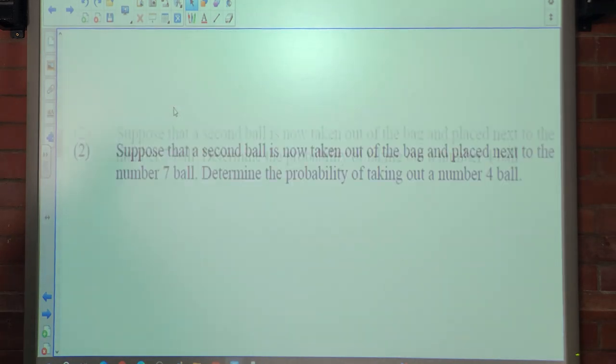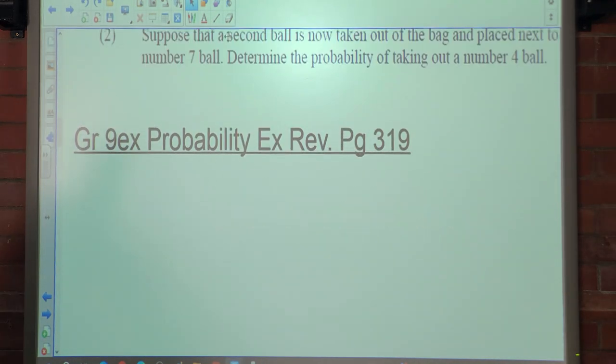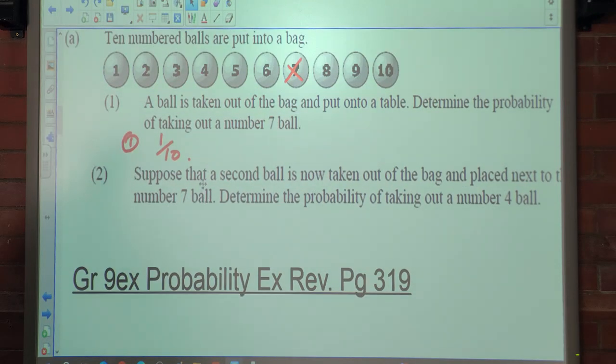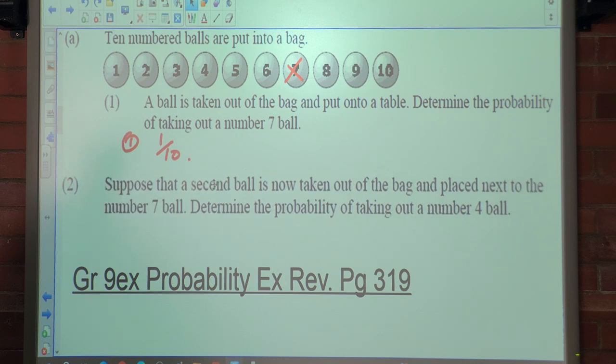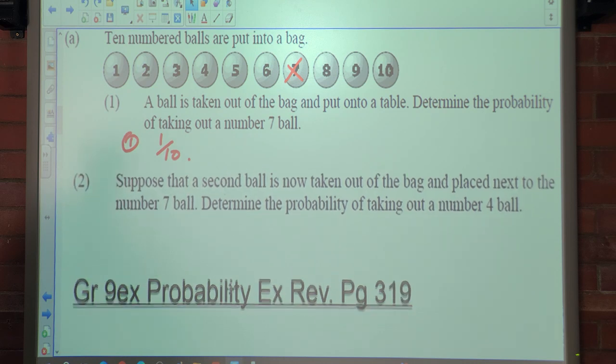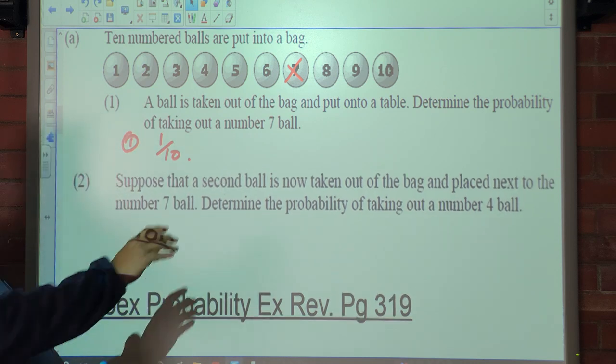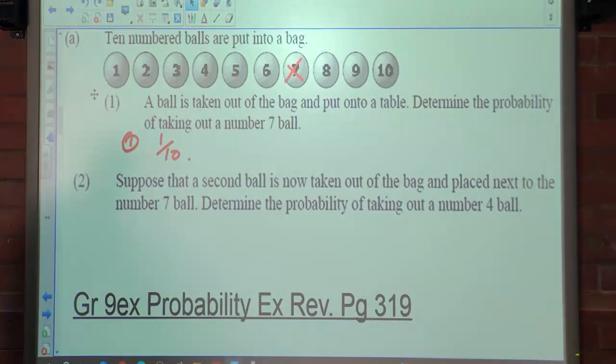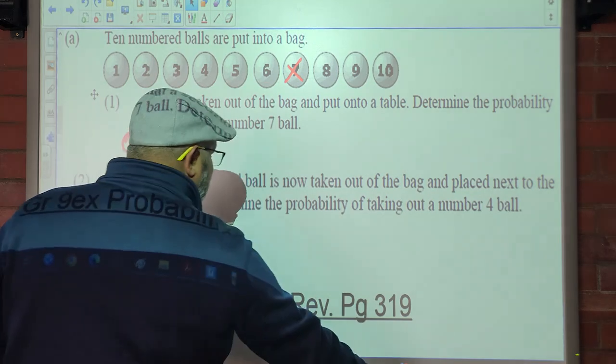We did the sum already, no? Yes, in the grade 8 textbook. Okay. Suppose that a second ball is now taken out of the bag and placed next to the number 7 ball. So remember, if the 7 is taken out, how many balls are left? 9. What's the probability of you taking a 7?